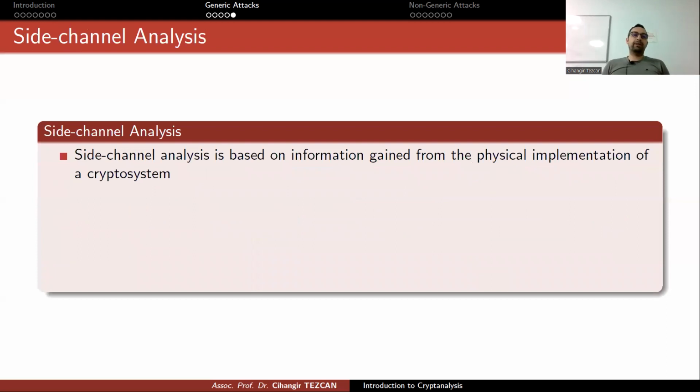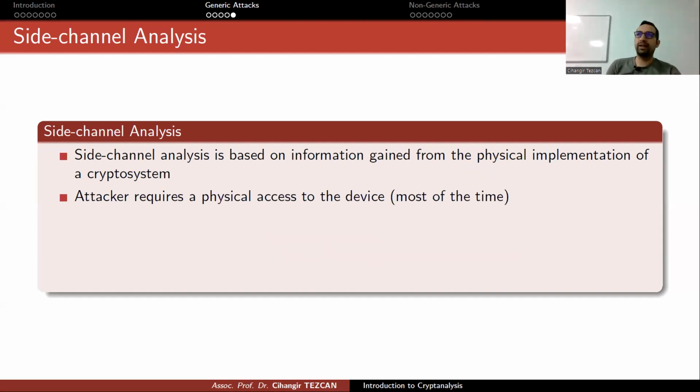Finally, I will talk about side channel analysis, and maybe this might be the last time I do it, because in the lightweight crypto course we talk about it. It is important, but this course is not about it. So, side channel analysis is based on information gained from the physical implementation of a crypto system. The attacker requires, most of the time, physical access to the device, although sometimes, for instance in a cache attack, you don't need physical access. But the important thing is that we are attacking the physical implementation, not the algorithm itself.